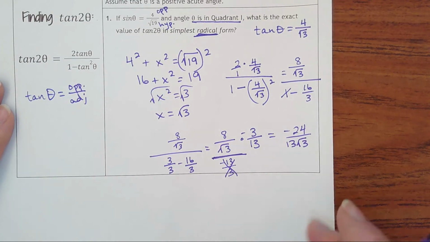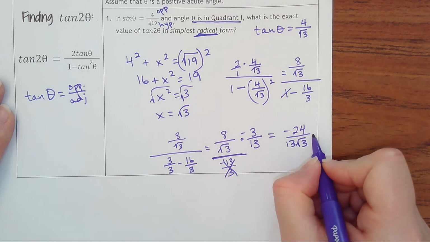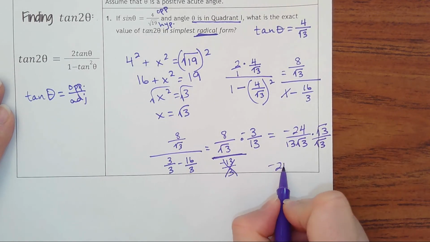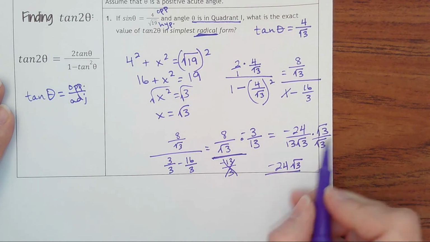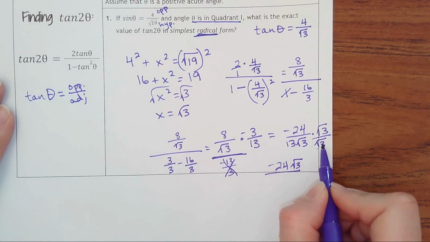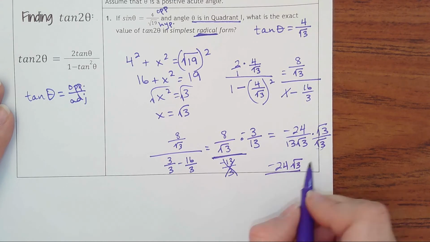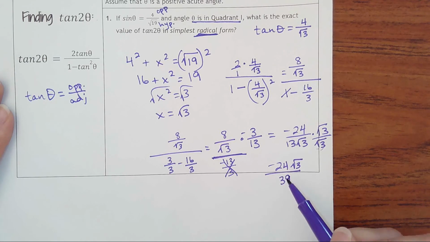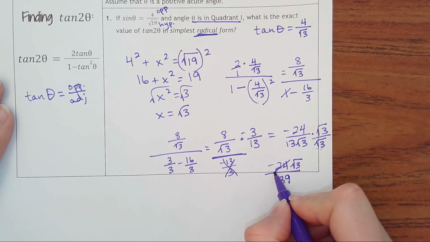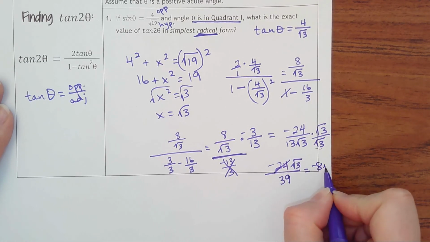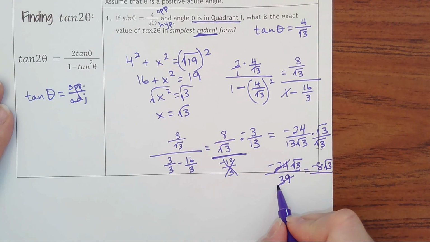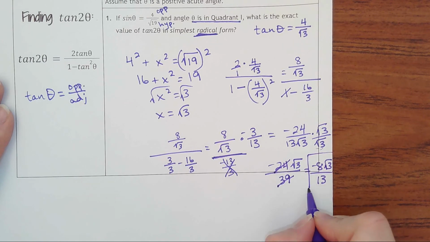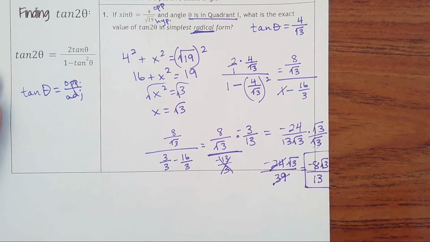But it wants simplest radical form. It's not going to want that radical in the denominator, so we rationalize. We get negative 24 square roots of 3 over 13 times square root of 9, which is 3. 13 times 3 would be 39. We can divide out a 3. That would be an 8. Divide out a 3, that would be 13. So it should be negative 8 square root of 3 over 13 is your final answer.